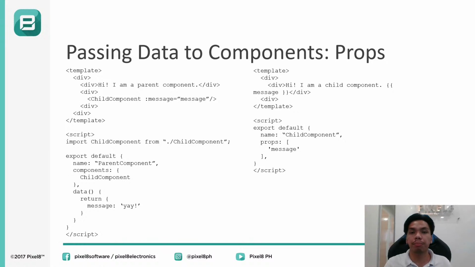Now, whatever data you pass through the message prop will be passed along to the props array. Whatever it is, it can be an array, it can be an object, it will be stored there and is considered a data variable. And lastly, you can render that in the child template by using it as a value. As you can see, we declared the message as a value in the template of the child component, right? So that is how you pass data to a component.